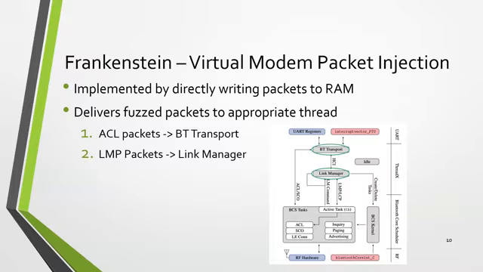Once the packet is in RAM, setting two registers triggers the Bluetooth core scheduler's interrupt handler. As you can see in the image at the bottom right, the red Bluetooth core int is the interrupt, and it activates the Bluetooth core schedule kernel. From there, the Bluetooth core scheduler activates a task and determines where the packet should go. So, for example, ACL packets are forwarded to the Bluetooth transport thread, whereas link management protocol packets are transported to the link manager thread.